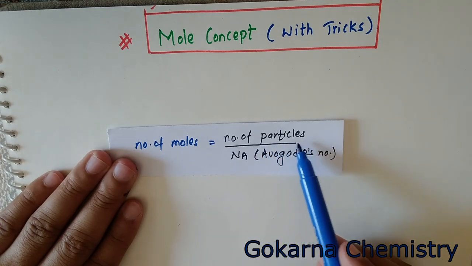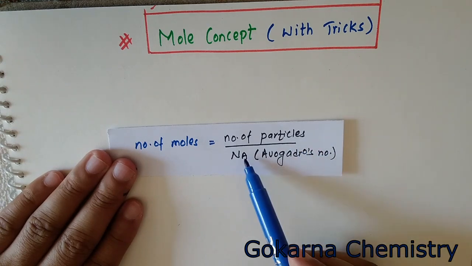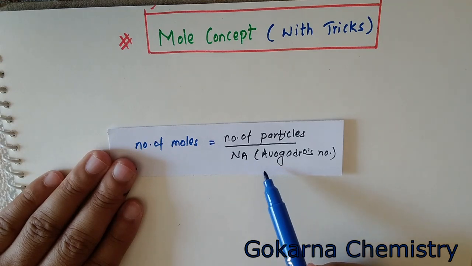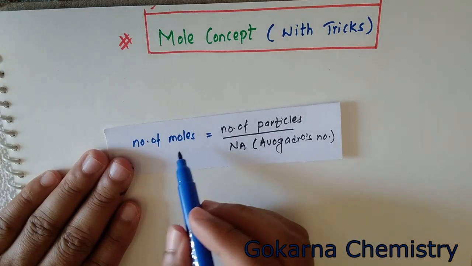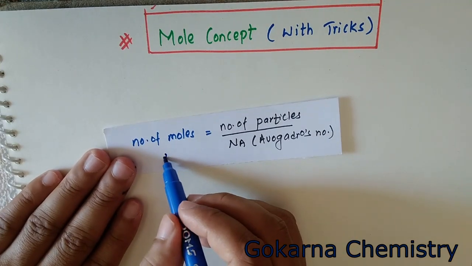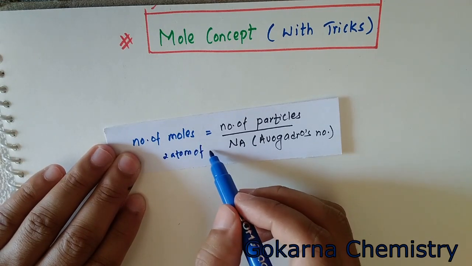Number of particles means atoms, molecules, ions, electrons, protons, neutrons, etc. And Na is Avogadro's number, 6.023 into 10 to the power 23. Calculate the number of moles of two atoms of sodium.